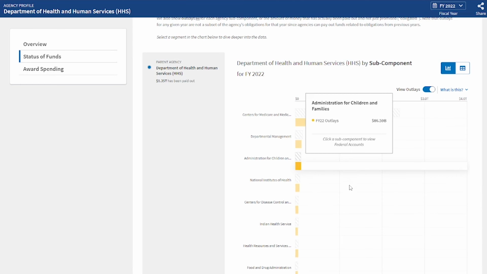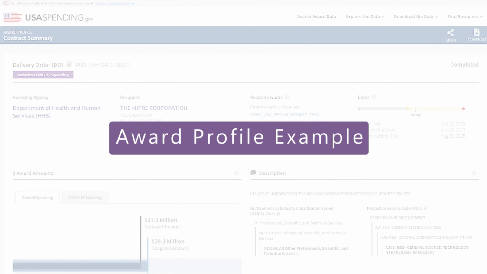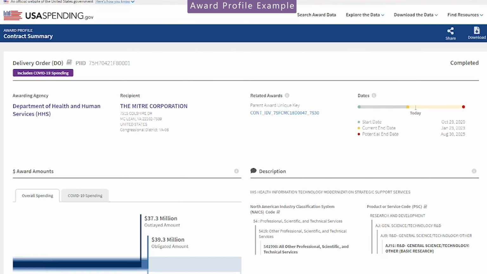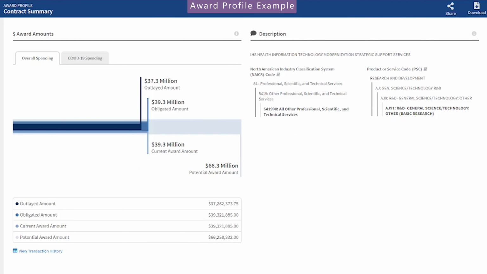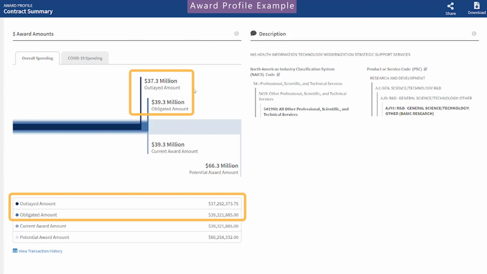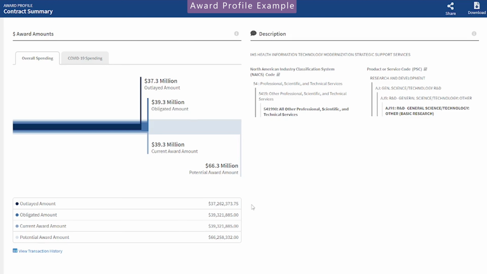Now let's look at another example of outlays. On this award profile page, you can find outlay data in the Award Amounts section. Award outlays are displayed as totals covering the lifetime of an award up through the most recent agency reporting period. You can find award profile pages like this one in the table of results after submitting an award search.